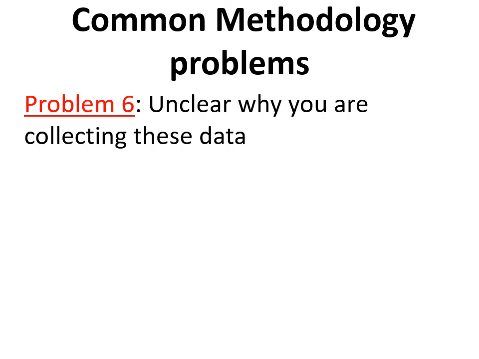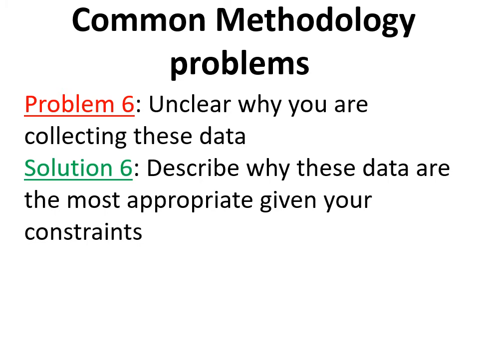The 6th problem I have seen over the years is that it is unclear why you are collecting the data that you will be collecting. The solution is to describe why these data are the most appropriate given your constraints. And by constraints, I mean, among other things, that you're an undergraduate probably collecting primary data for the first time in your life. But you don't need to go into that really. But an important constraint that might be worth mentioning is that you have 3 days to collect your data. But there may also be other kinds of constraints as well.